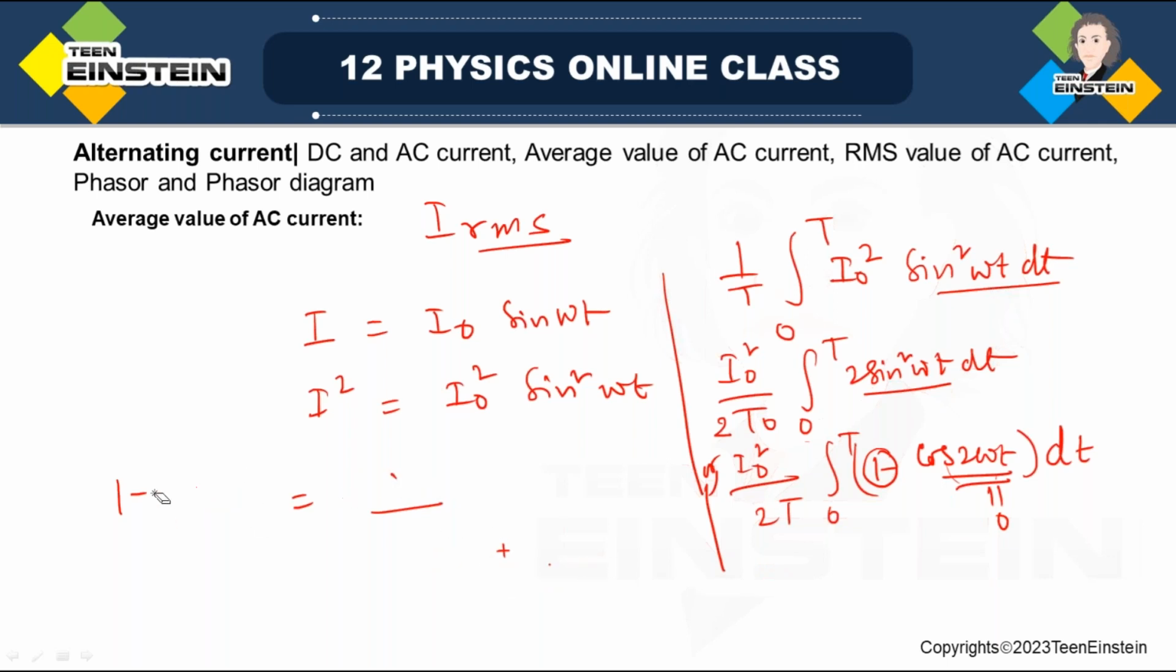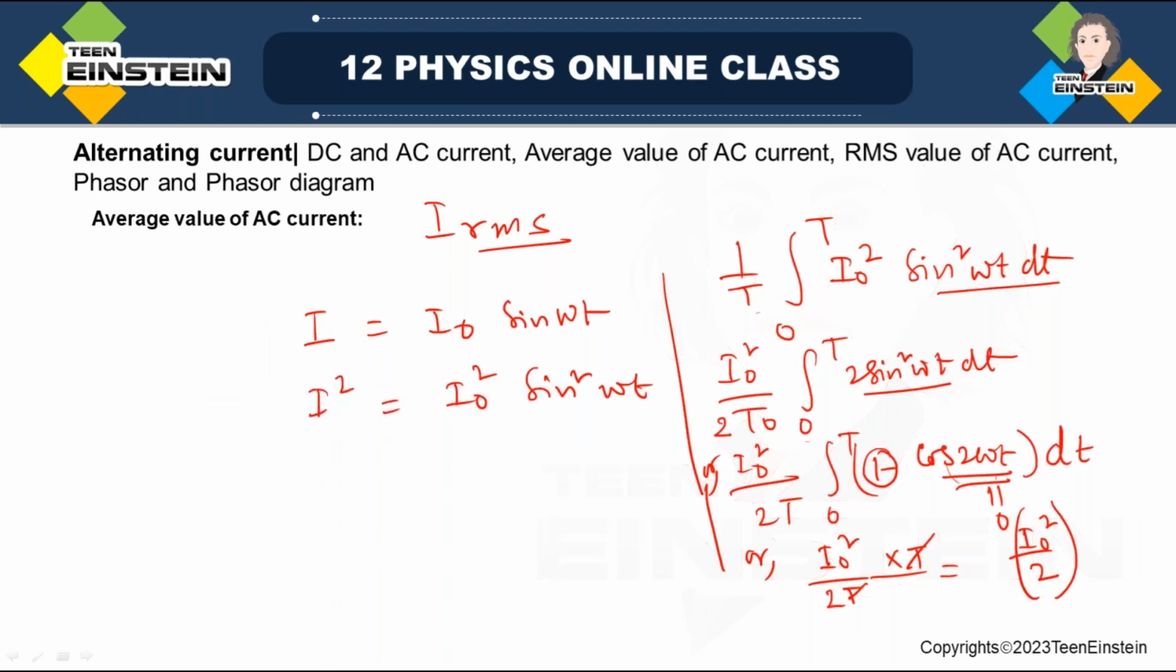Let me just write that contribution here. Then we get I0 square by 2T, and the cos term will be totally 0 anyway. So it will be T here, and this T will be gone. So this is the average of the square: if you take the square average, you are getting I0 square by 2.